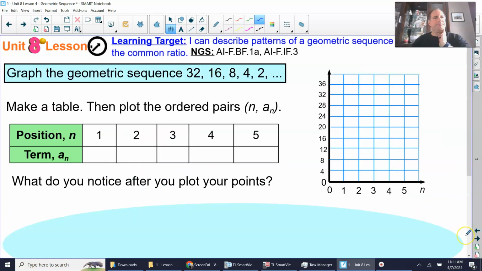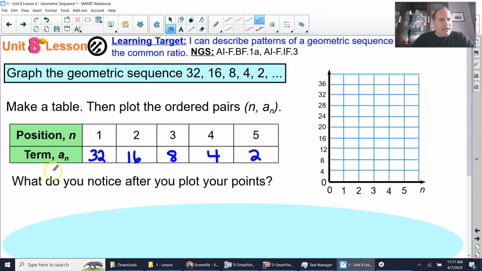All right. So it's the graph the geometric sequence, which is 32, 16, 8, 4, and 2. And then plot the ordered pairs and A sub n. And it's asking, what do you notice after you plot your points? So I'm going to put these numbers here, 32, 16, 8, 4, and 2.